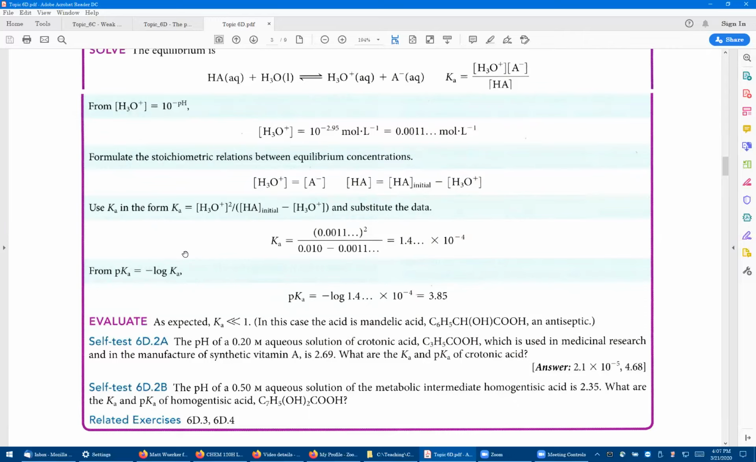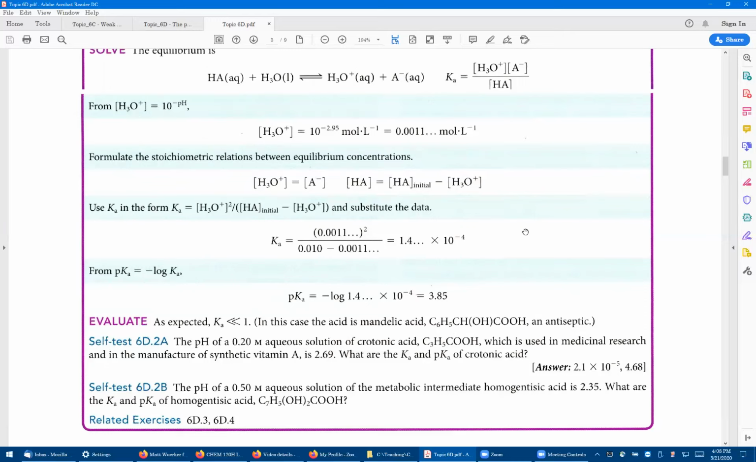And because we know the Ka, the pKa is just minus the log of that, which is minus the log of 1.4 times 10 to the minus 4, which is 3.85. And so it turns out that this particular acid, as expected, has a Ka much less than 1. The acid itself is mandelic acid. I'm not going to go through the structure of all this. This C6H5 is a benzene ring that has all of this attached to it. And here's the carboxylic acid entity, and this is the hydrogen that's being lost right here. It's used as an antiseptic, in fact.